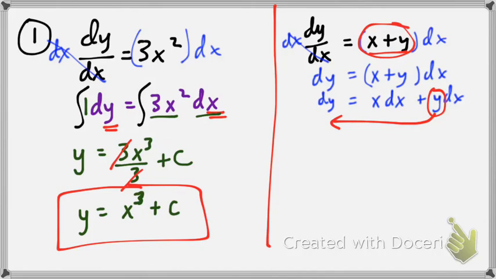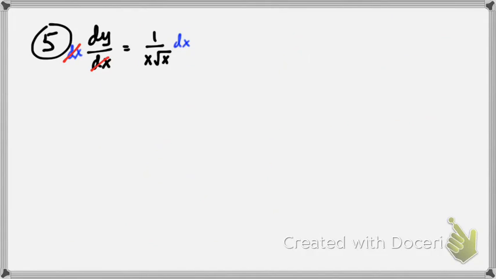Okay, let's see, what other one could we do? Well, let's do number 5. I went ahead and multiplied both sides by our dx. Canceling the dx's on the left-hand side gives us dy on the left. And then I'm going to rewrite this denominator here as x to the, well, I'll do this in 2 steps. We'll write 1 over x to the 1 times x to the 1/2.